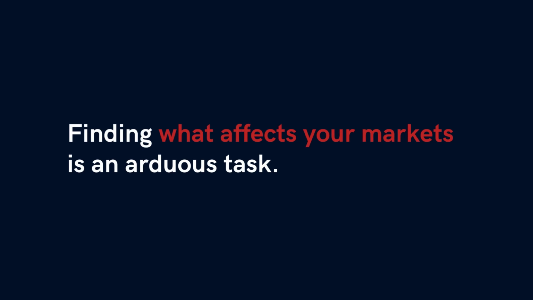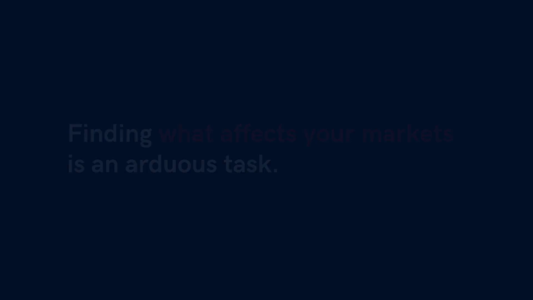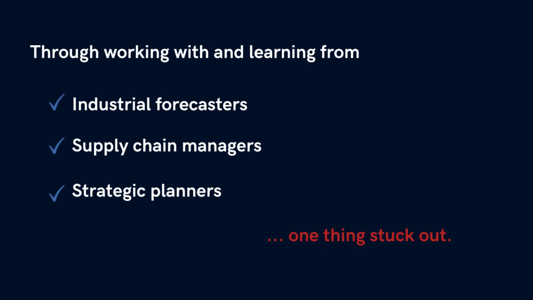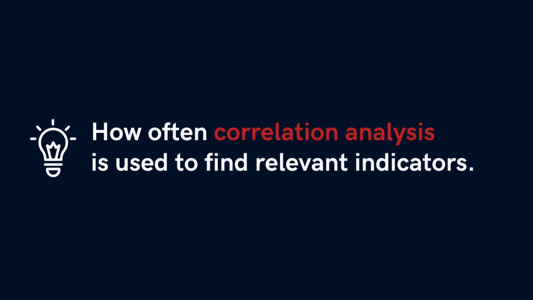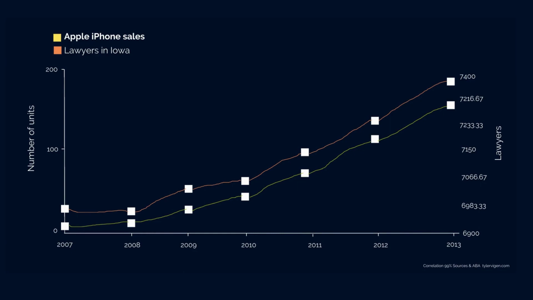Finding what affects your markets is an arduous task. Through working with and learning from industrial forecasters, supply chain managers, and strategic planners, one thing stuck out: how often correlation analysis is used to find relevant indicators. According to this graph, lawyers in Iowa and Apple iPhone sales shared a 99.19% correlation between 2007 and 2013.